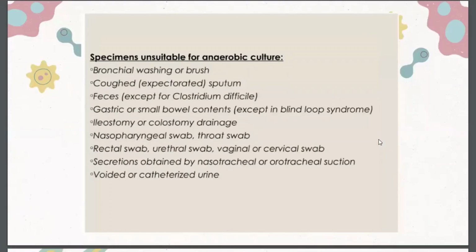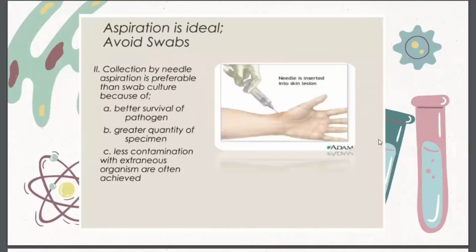We have also the specimens unsuitable for anaerobic culture. These are bronchial wash or brush, cough sputum, gastric or small bowel contents, ileostomy or colostomy drainage, nasopharyngeal swab, throat swab, rectal swab, urethral swab, vaginal or cervical swab, secretions obtained by nasotracheal or orotracheal suction, and voided or catheterized urine. Aspiration is ideal; avoid swabs.